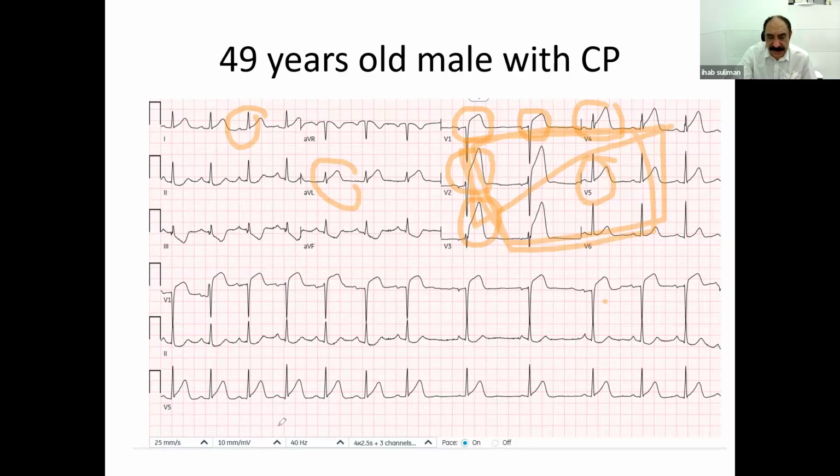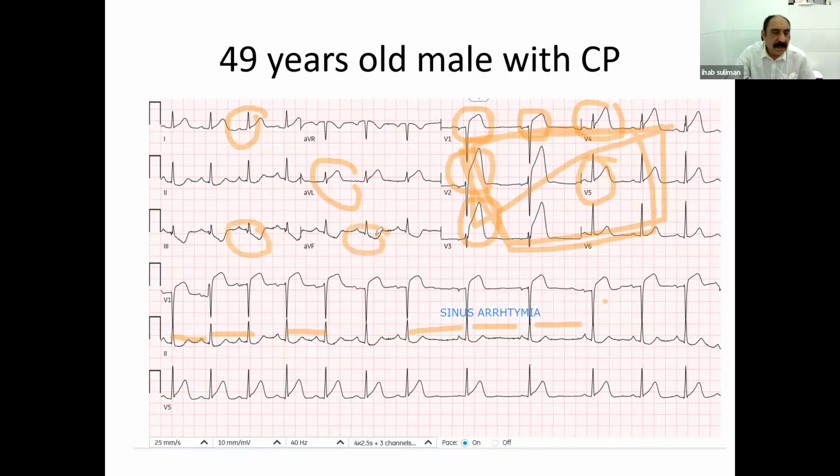And what is the physiological phenomenon? If you look at lead 2, the RR interval here looks a little bit narrower than the RR interval which comes after it. And this is called sinus arrhythmia. And there is also ST depression in lead 3 and AVF.